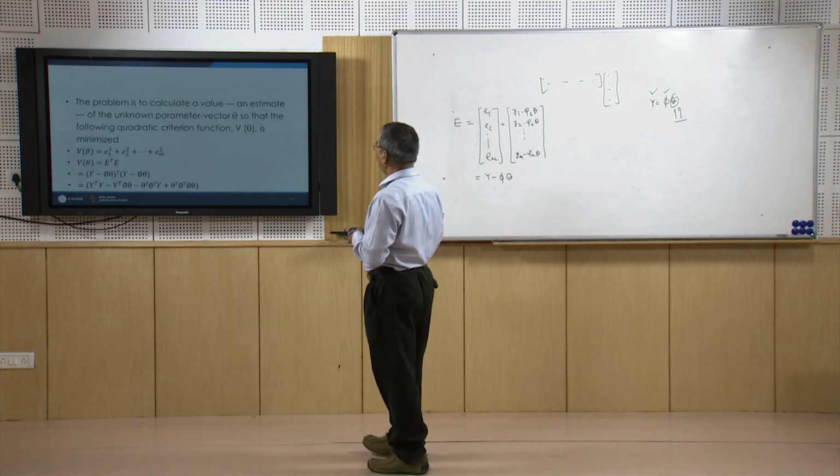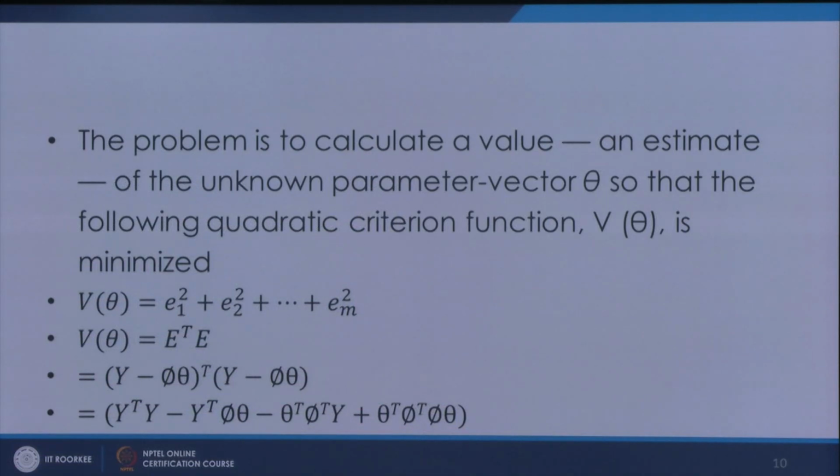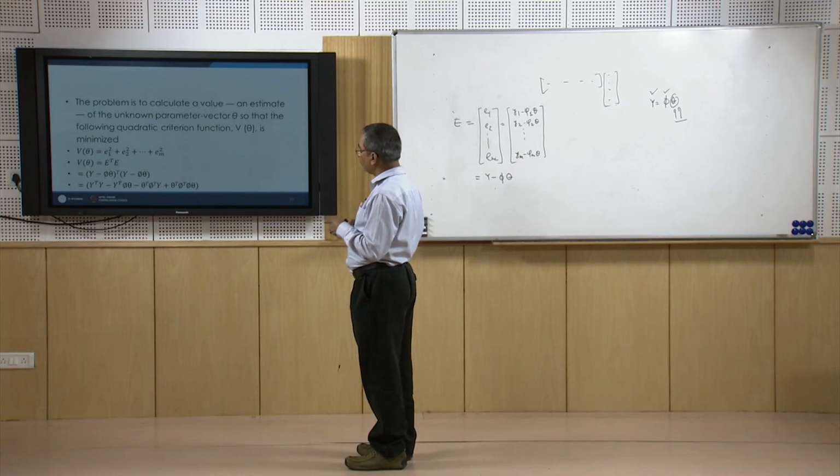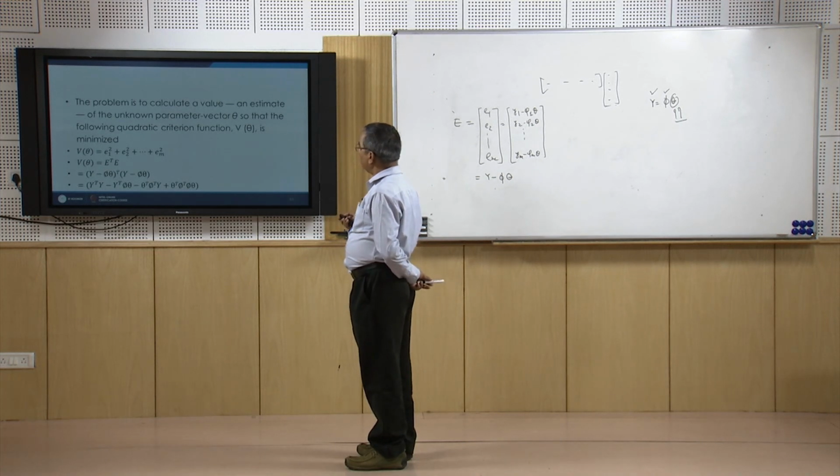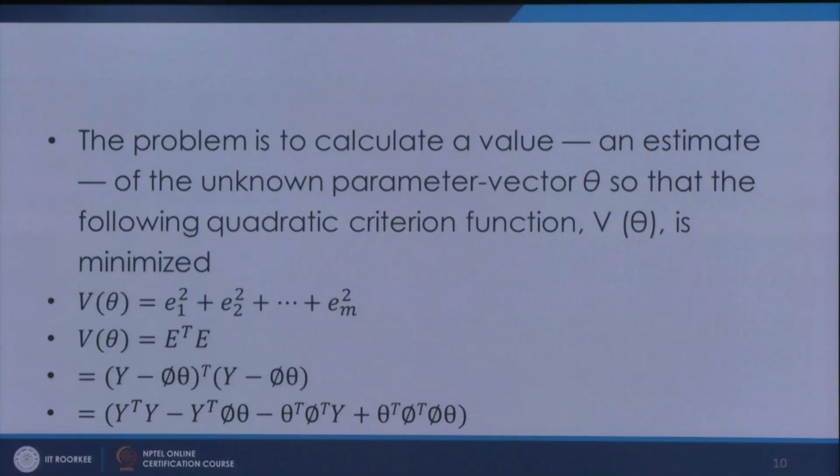Now, the problem, as I told you, is to calculate a value or an estimation of the unknown parameter vector theta, so that the following quadratic criteria function is minimized. That is what we are basically trying to do here, we want to find out the value of theta such that this summation of the squares of the error is actually minimized.